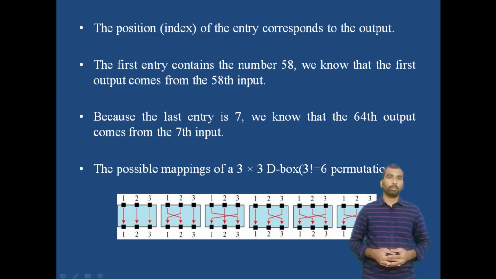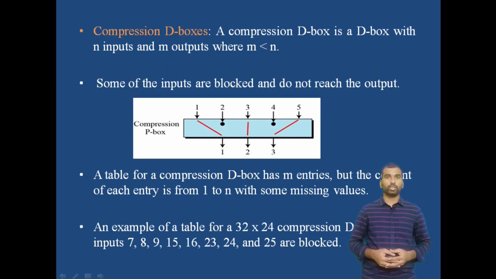The next one is the compression D box. A compression D box is a D box with n inputs and m outputs, where m is less than n. Some of the inputs are blocked and do not reach the output. In the straight D box we had 5 inputs and 5 outputs, and the mappings were predetermined. Coming to the compression D box, in the diagram I have 5 inputs whereas I get only 3 outputs.